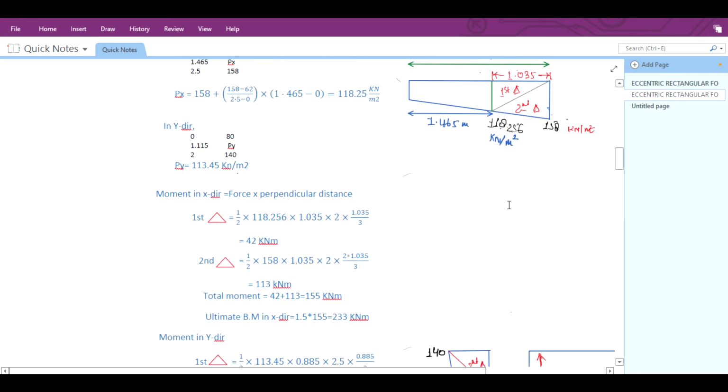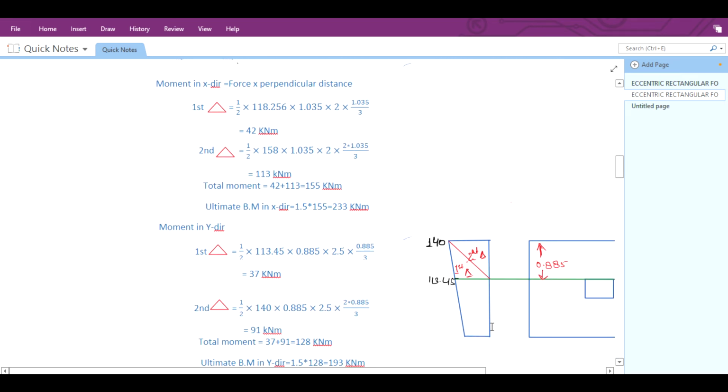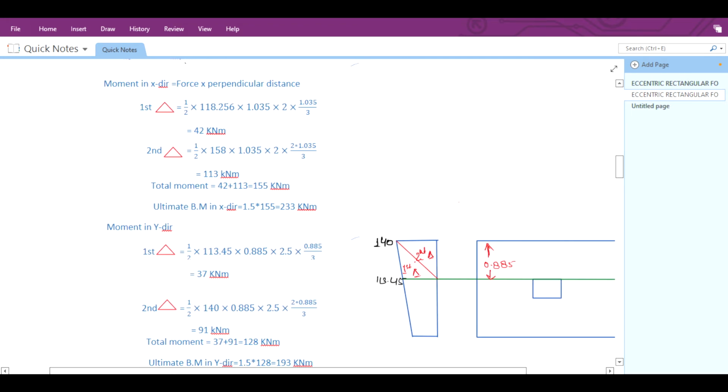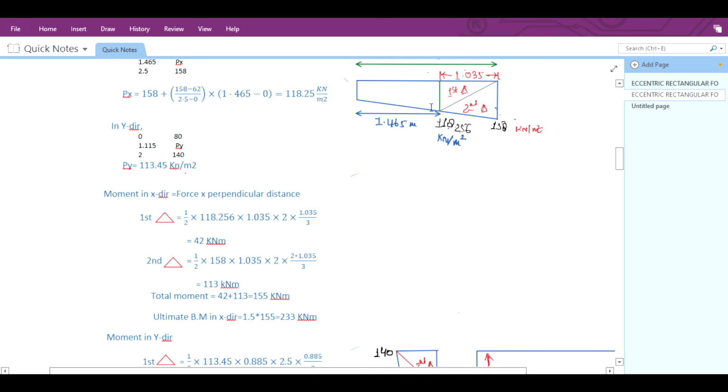So the moment in the x direction will be calculated, and the formula will be force into perpendicular distance. So we will divide into two triangles, for the x direction and for the y direction. From that triangle you can calculate. The force for the first triangle will be half, base will be 118.25, and this will be taken as the height, that is, the net upward pressure at the critical phase. So half into 118.25 multiplied by 1.035.